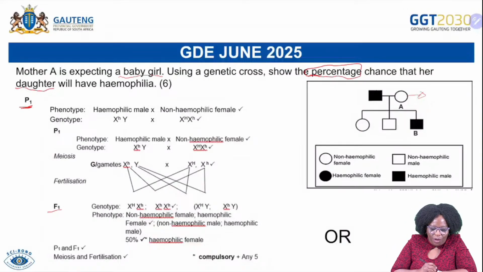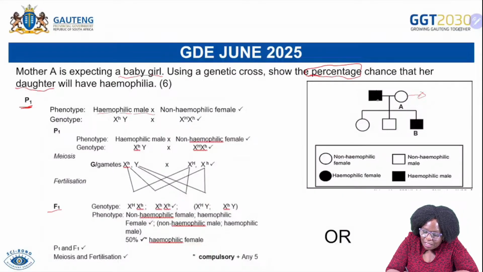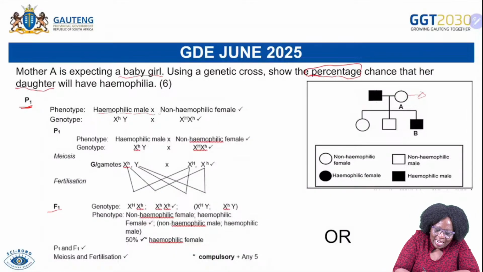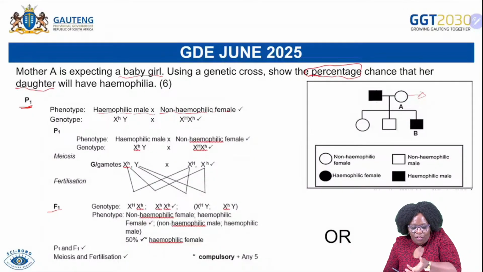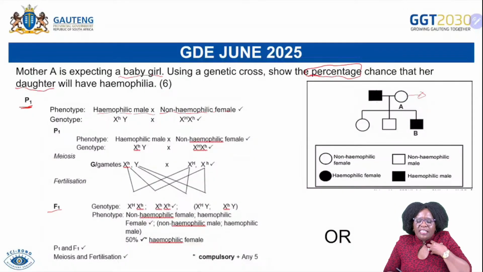So let us check quickly. We have got the phenotype. We start with the phenotype. I want you to check. So it is a hemophilic male. Okay, we have got a hemophilic male. And this male is hemophilic, you see. And now this female is non-hemophilic. As much as this female here is a carrier, she's non-hemophilic.